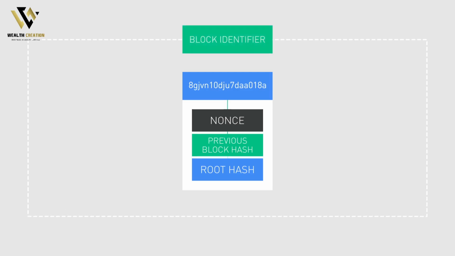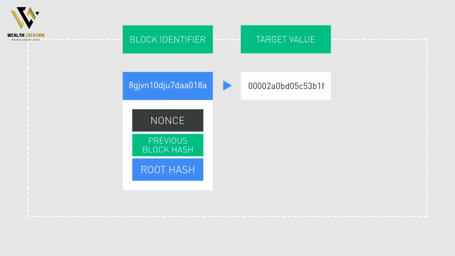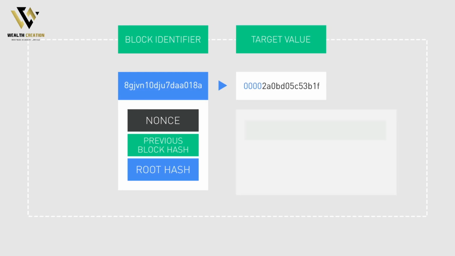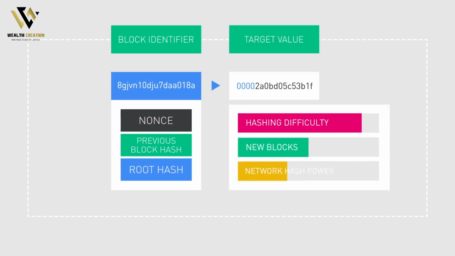The block's identifier must be less than a certain target value that is set by the protocol. In other words, the block header hash must start with a certain number of zeros. This target value, also known as the hashing difficulty, scales, ensuring that the rate at which new blocks are created remains proportionate to the amount of hashing power in the network.